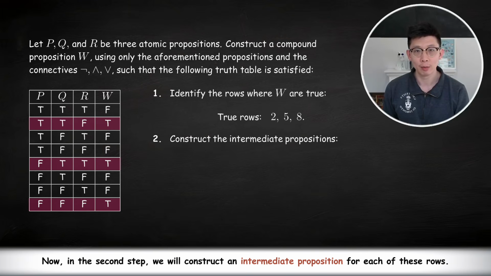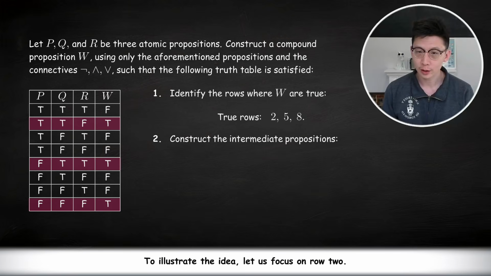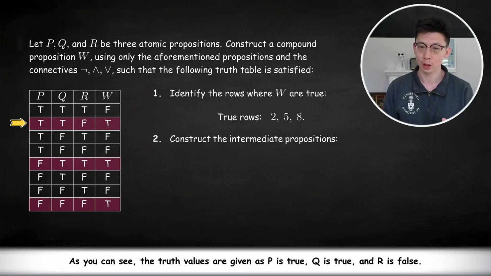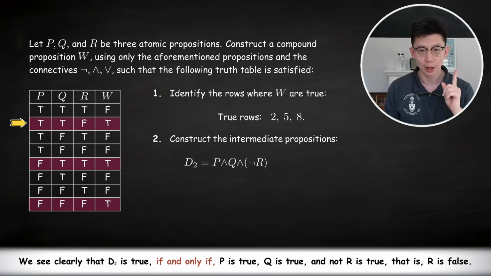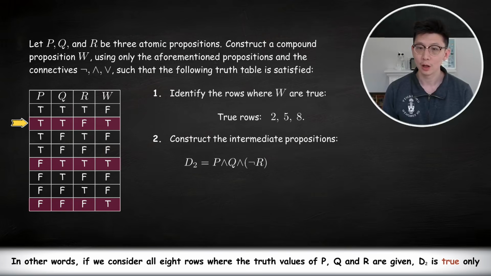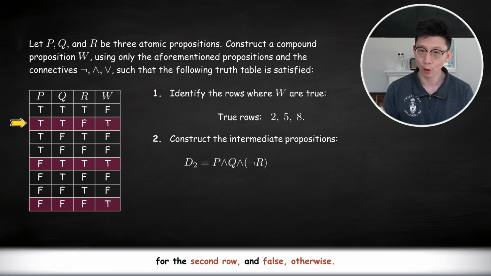Now, in the second step, we will construct an intermediate proposition for each of these rows. To illustrate the idea, let us focus on row 2. As you can see, the truth values are given as P is true, Q is true, and R is false. Now, let us consider a proposition, namely D2, defined as P and Q and not R. We see clearly that D2 is true if and only if P is true, Q is true, and not R is true, that is, R is false. Otherwise, D2 is false. In other words, if we consider all 8 rows where the truth values of P, Q, R are given, D2 is true only for the second row, and false otherwise.